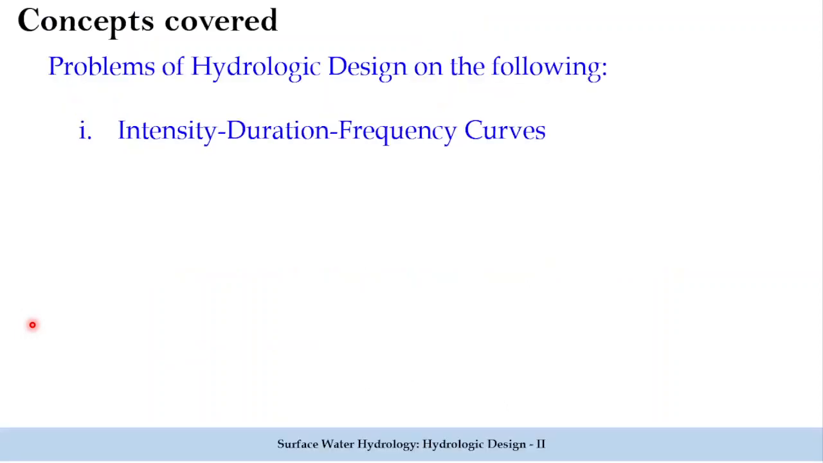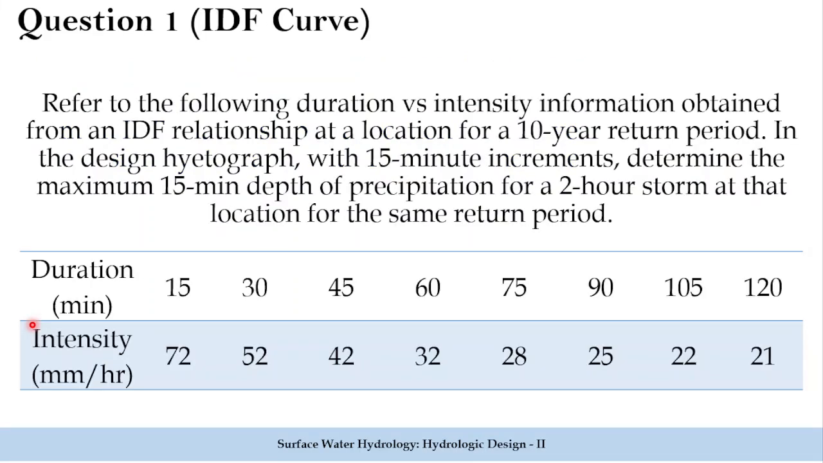So let us focus on one of the aspects of intensity, duration, frequency curves. Today we will be solving one exhaustive problem on this topic, IDF curves. Let me read the problem for you. Refer to the following duration versus intensity information obtained from an IDF relationship at a location for a 10-year return period. In the design hydrograph with 50 minutes increments, determine the maximum 50-minute depth of precipitation for a 2-hour storm at that location for the same return period.